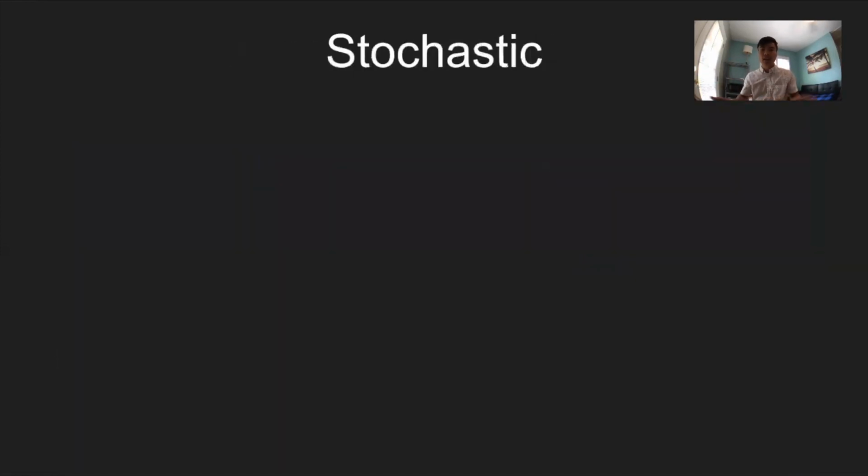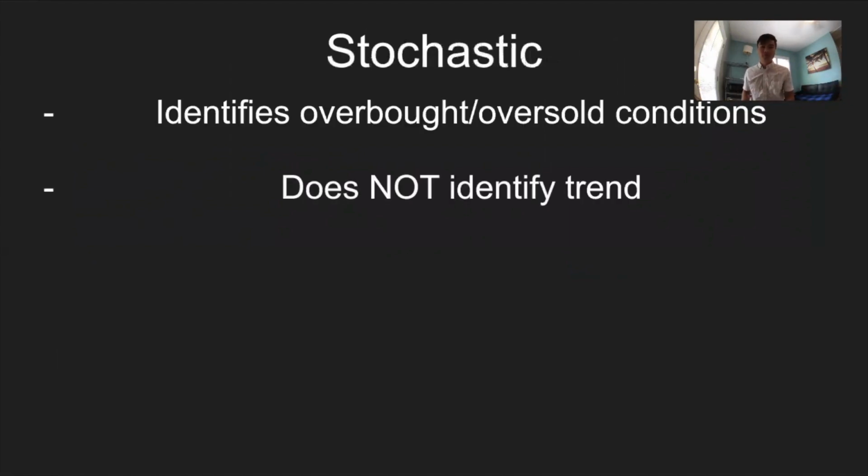All right, so the last indicator I'm going to go over is stochastic. Stochastic is a little less useful than the last two, but when you use stochastic with these two, it becomes very useful. So stochastic identifies overbought and oversold conditions, which basically tells you, okay, it's been going up for way too long, which means it's a good time to sell, or it's going down for way too long, which means it's a good time to buy.